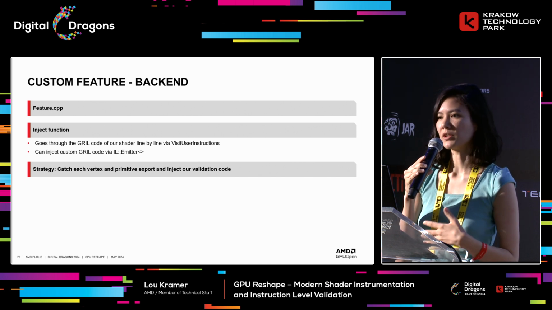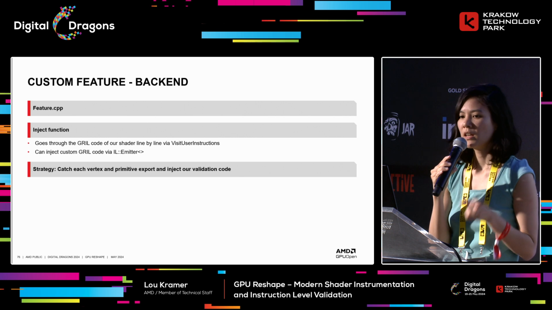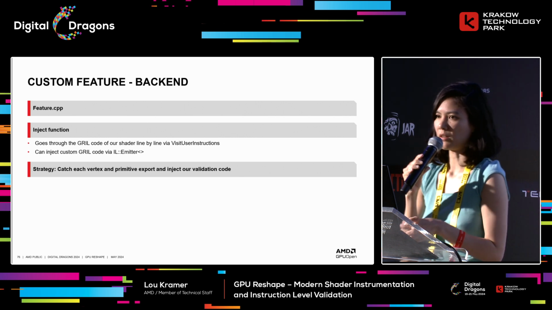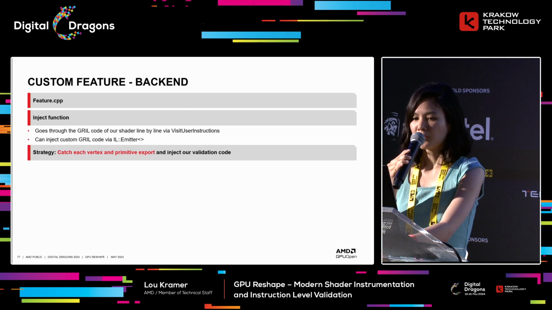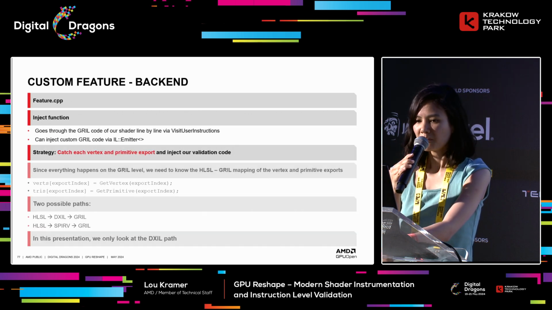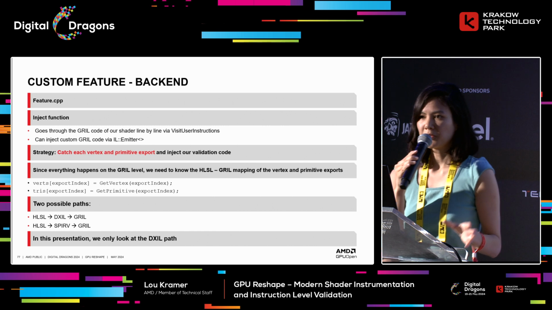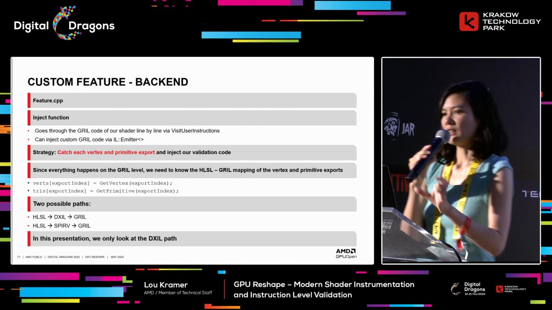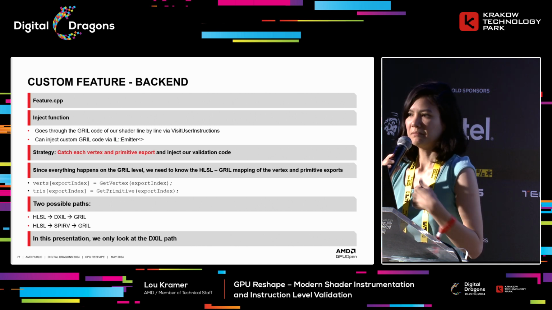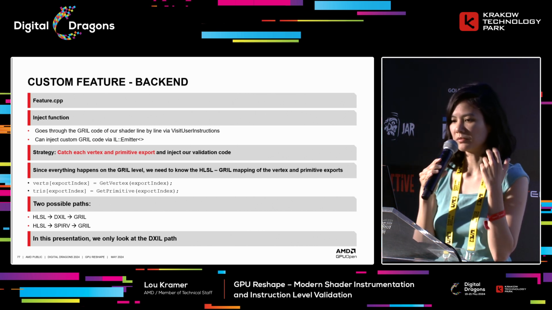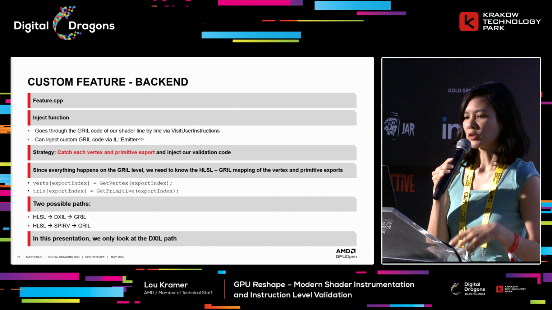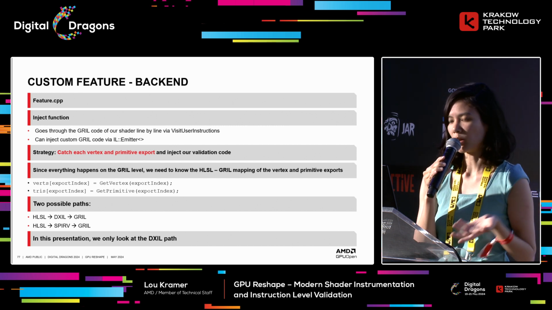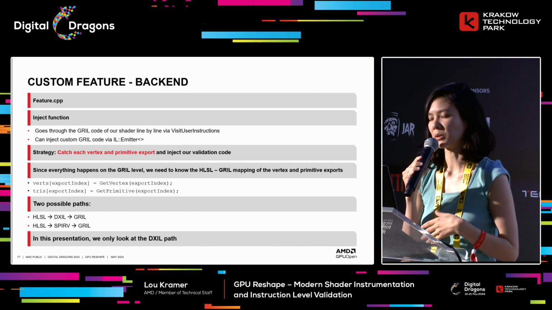So our strategy for this custom feature is now we want to catch each vertex and primitive export and then inject for each of them our validation code. So first, we want to catch them. And to do this, we first need to have an HSL to GRIL mapping. Since the feature works on the GRIL level, but we have the shader in HSL, so we kind of need to know the mapping. And so in HSL, the export is like, this is an example code. We just write it out to the export buffers.